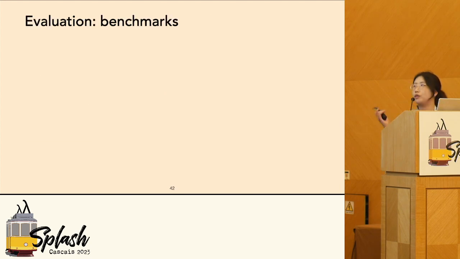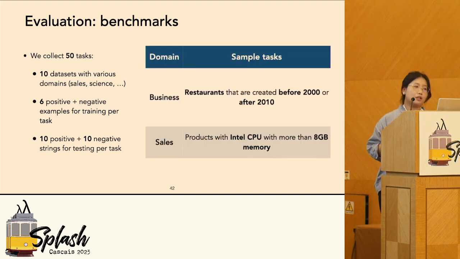So that's all I'm going to talk about for the technical part of the talk, and let's see how well it works. Specifically, we collect 50 tasks across 10 datasets in various domains like sales, science, and arts. For training, we provide 6 positive and negative examples in total. And for testing, we have 20 separate test sets for each of the tasks for our synthesized program.